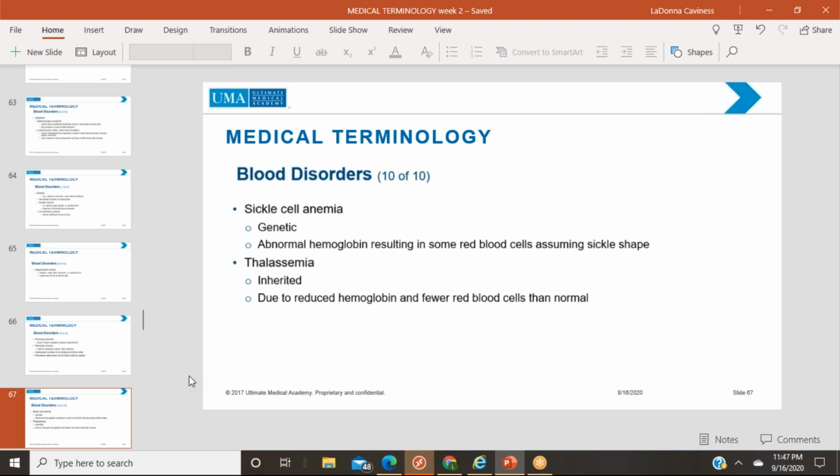Sickle cell anemia. It's genetic abnormal hemoglobin resulting in some red blood cells assuming sickle shape. Thalassemia. It's inherited. It's due to reduced hemoglobin and fewer red blood cells than normal.